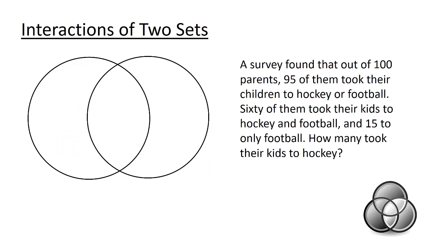Sometimes we can use Venn diagrams to keep track of the number of objects in each section of the picture. Take a moment to pause the video and read the question before moving on. So how do we tackle this question? First, I might start by labeling the circles. Let's use H for hockey and F for football. Next, let's get at the wording and the numbers.